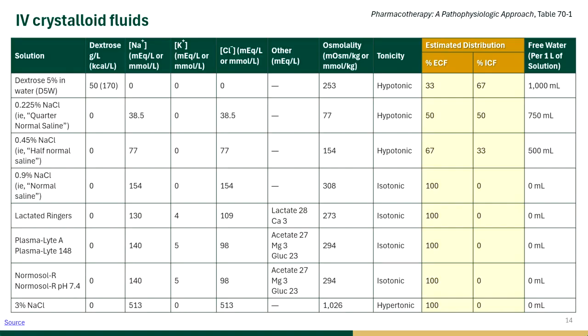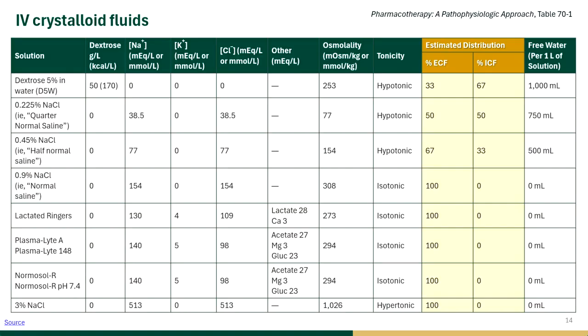In this case, normal saline distributes 100% in the extracellular space. It doesn't fully distribute into the intravascular space. That would be super convenient. It goes into the interstitial space, which is the space between the cell and the blood vessels themselves, but it does not go inside the cell.